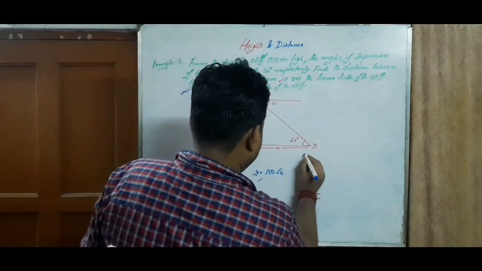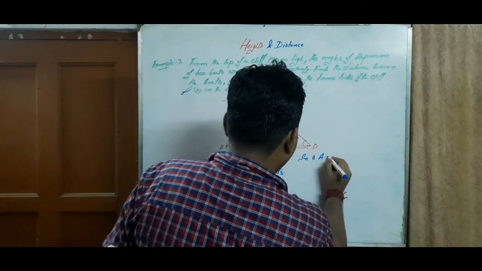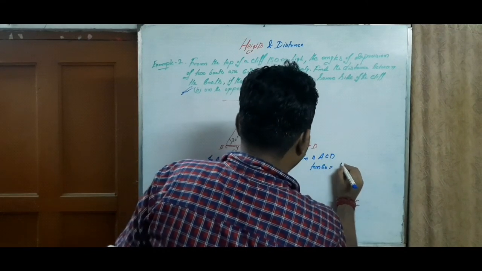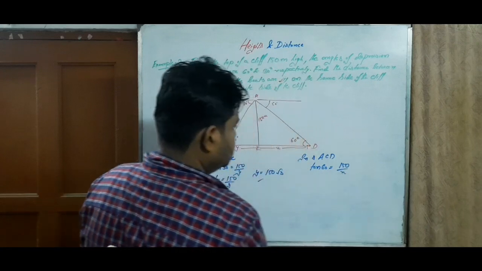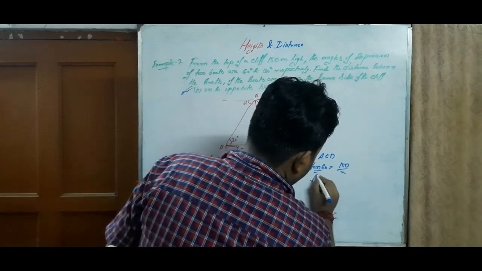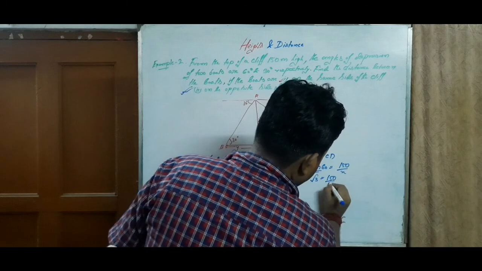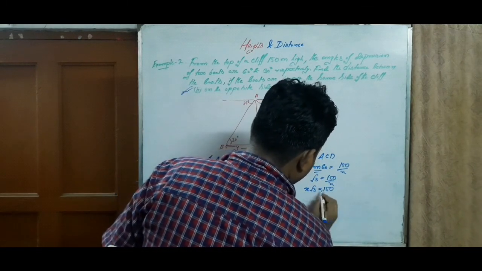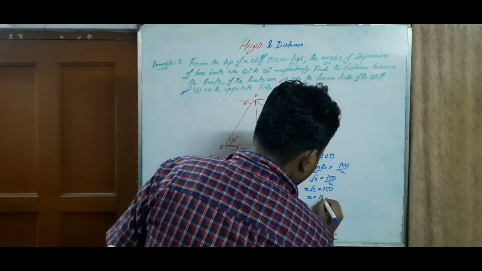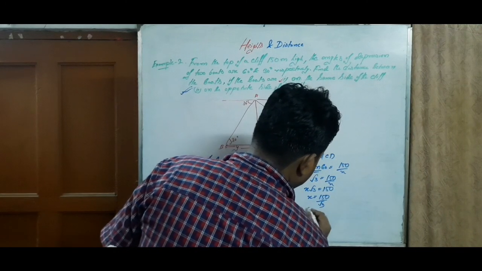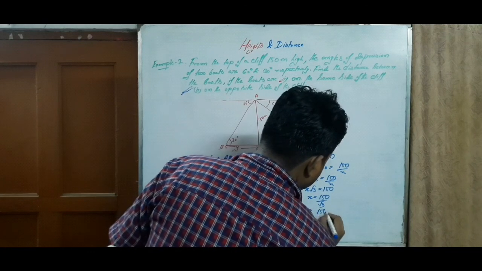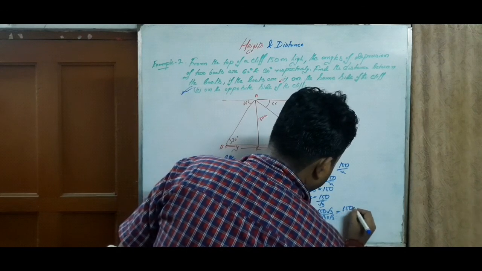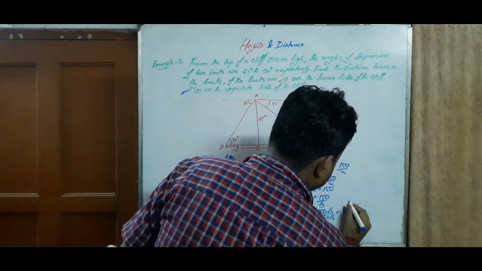Now, in this diagram, that is in triangle ACD, tan 60 equals 150 by x. Therefore root 3 equals 150 by x, or x root 3 equals 150, or x equals 150 by root 3. Rationalizing, multiply by root 3 over root 3, that is 150 root 3 by 3, that is 50 root 3.